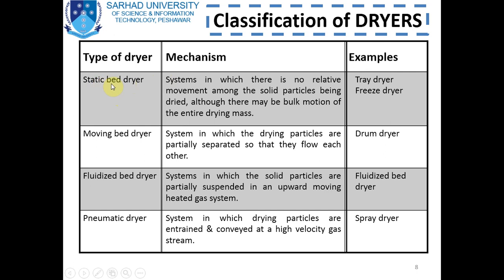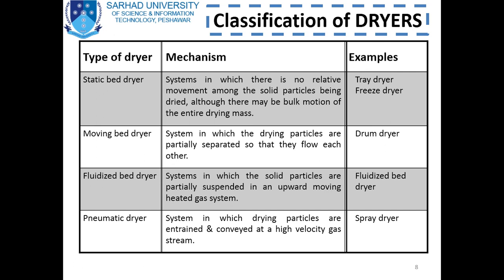The four classes include the static bed dryer. This is the first class of dryer on the basis of solid material handling. The second class is named the moving bed dryer, the third one is the fluidized bed dryer, and the last one is the pneumatic dryer. These are the four main classes on the basis of solid material handling. If you are asked to explain the classification of dryers on the basis of solid material handling, then you have to write these four main classes.